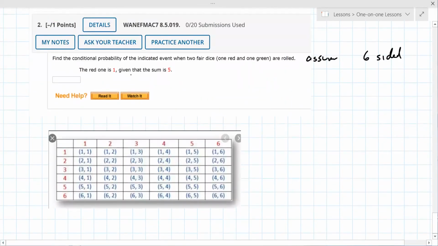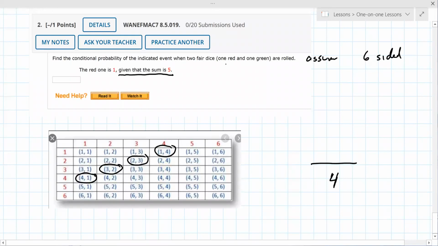Okay, but this time we look at the given. The given is key. The given is what reduces this 36 down to however many we care about. So how many add up to 5? Well, 4. Actually, I like doing it this way: 1 and 4, 2 and 3, 3 and 2, 4 and 1. So there's 4 that sum up to 5.